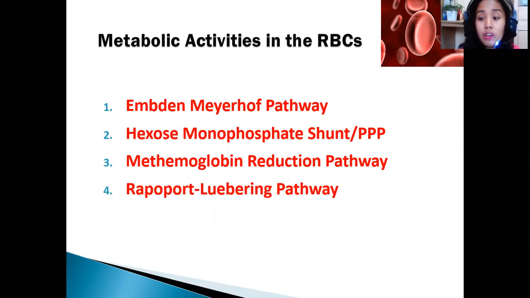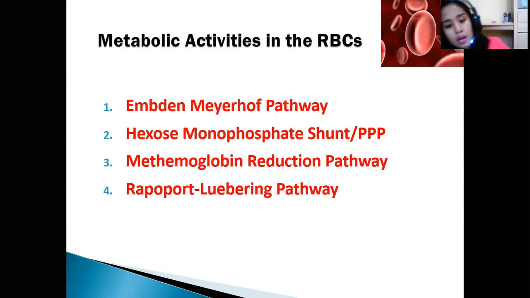So Embden-Meyerhof pathway or anaerobic glycolysis. So most of your ATP, so the energy of your red blood cells, are formed in the Embden-Meyerhof pathway. If I'm not mistaken, 90% of your ATP. Yan. In every one molecule of glucose, it will form 4 molecules of ATP. Pero, to make it, kailangan magbayad ng dalawang ATP.